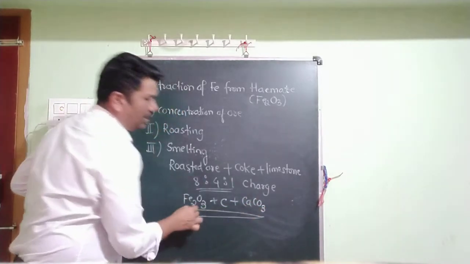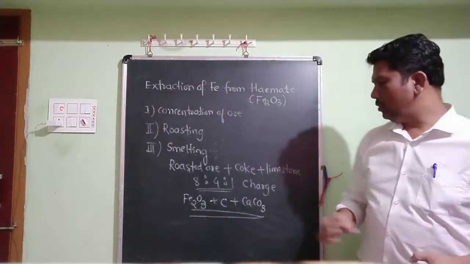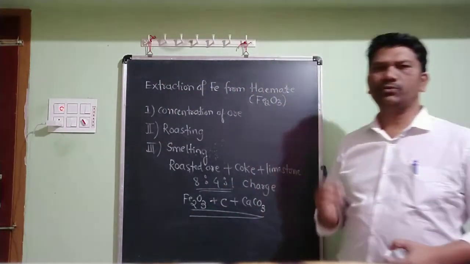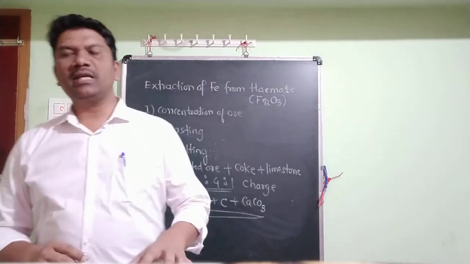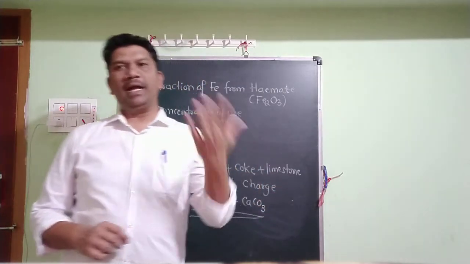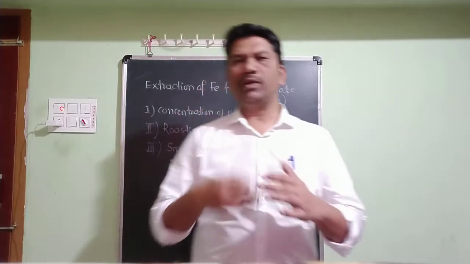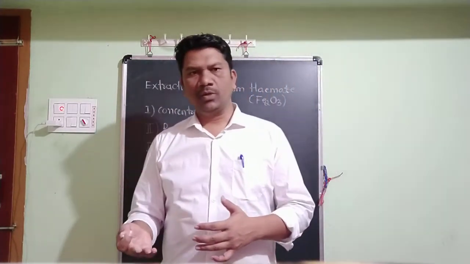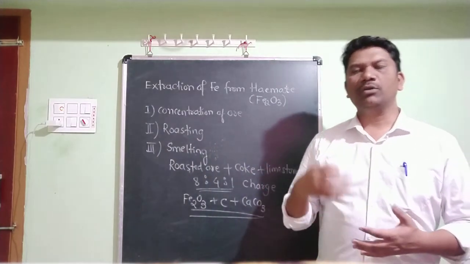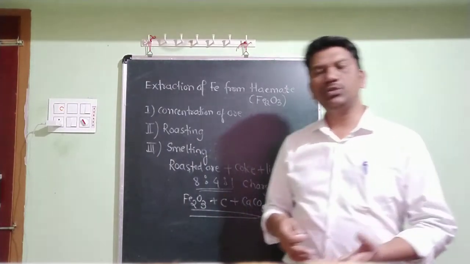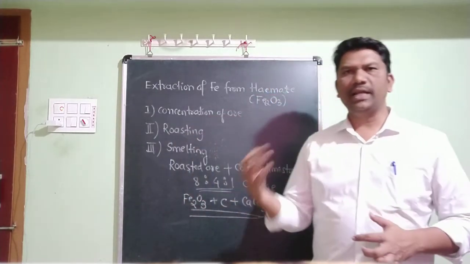So during smelting, the roasted ore is mixed with the coke and limestone in the ratio 8:4:1, and that mixture is called a charge, and that charge is introduced in the blast furnace. Then further steps take place. After introducing it into the blast furnace, what chemical reactions take place at different zones, and the different reactions, we'll see in the next class.